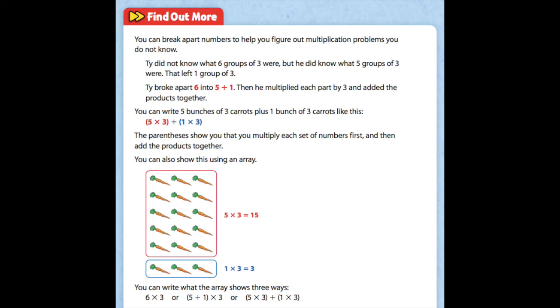So you can write what the array shows 3 ways. You can do 6 times 3, which is our original problem. Or you can do 5 plus 1 in parentheses times 3. So that would be 5 times 3, which is 15, we know. Or you can do 5 times 3, which is 15, and 1 times 3, which is 3. So now we would just have to add 15 and 3 to get our total. So this page is just showing us all the different ways that we can split our numbers up to make things easier.